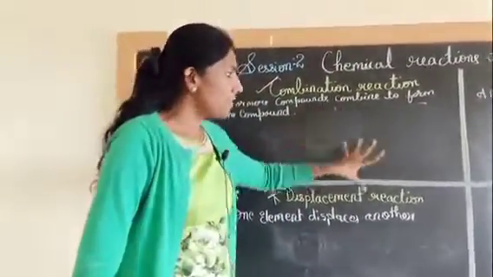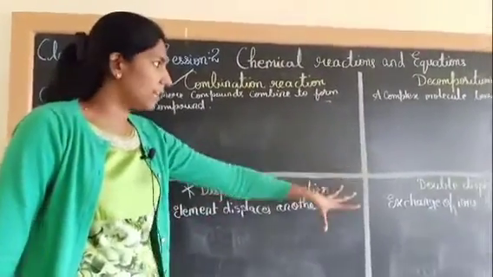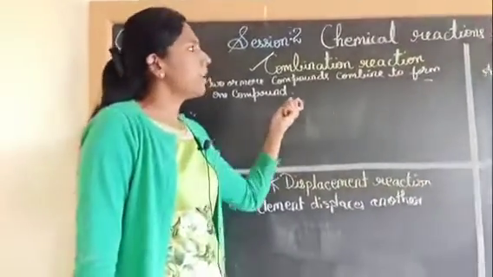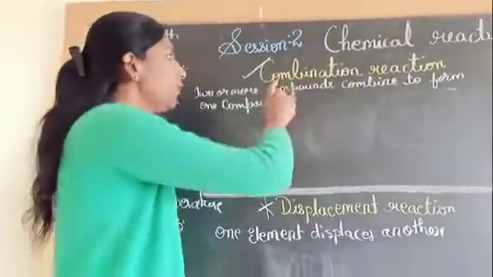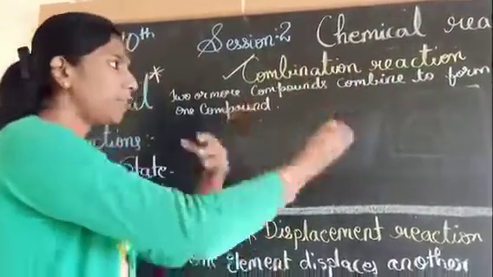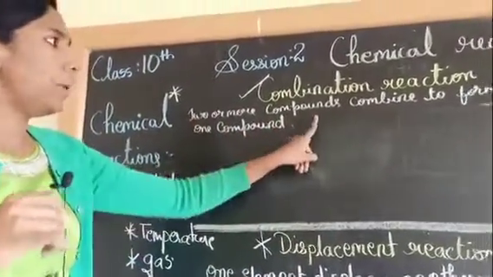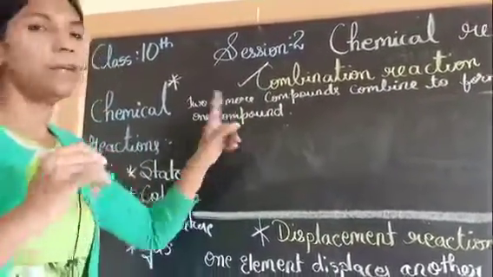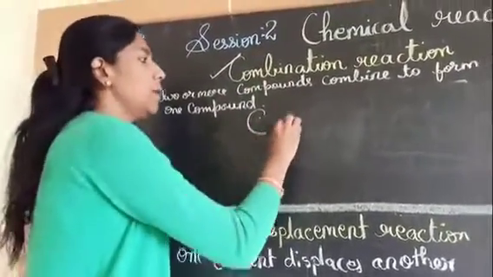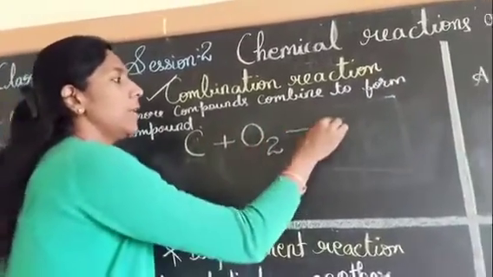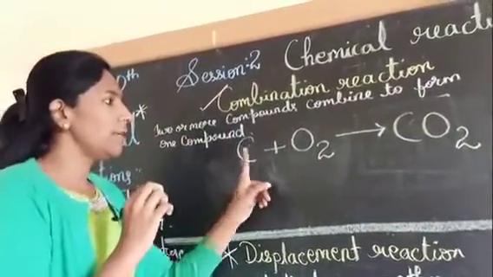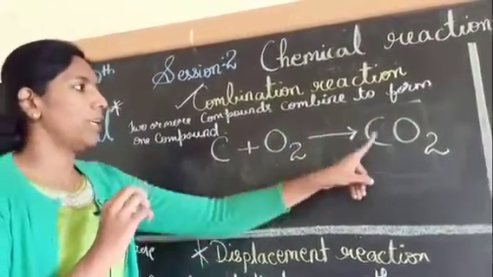Yes. Now I have explained all four types of reactions. Now let's take one example so that you will understand the reactions very clearly. The first one, a combination reaction, is the type of reaction in which two or more compounds combine to form one compound. The simplest example: carbon plus oxygen gives carbon dioxide. Look at this reaction, C plus O2 gives CO2.